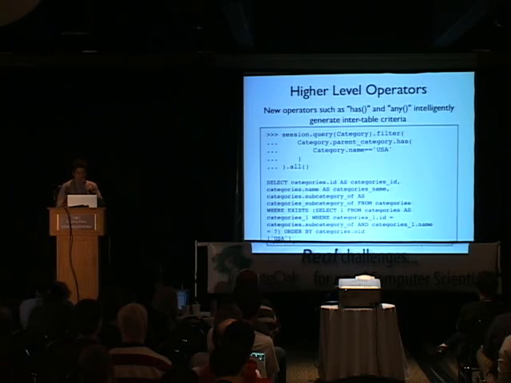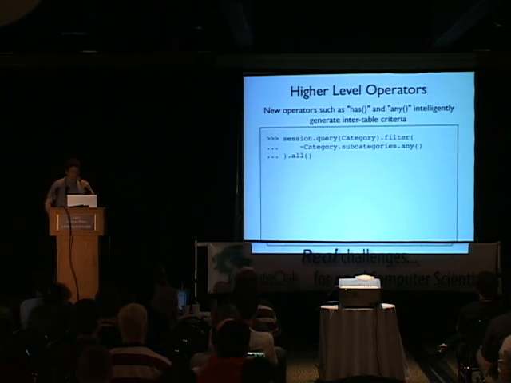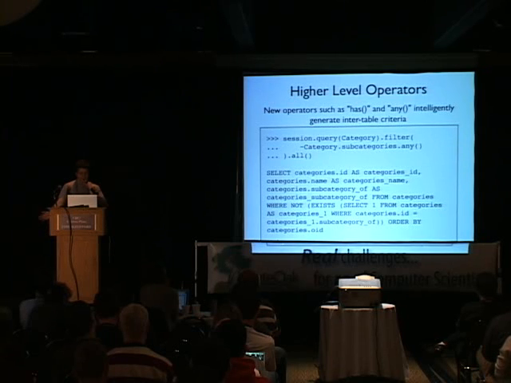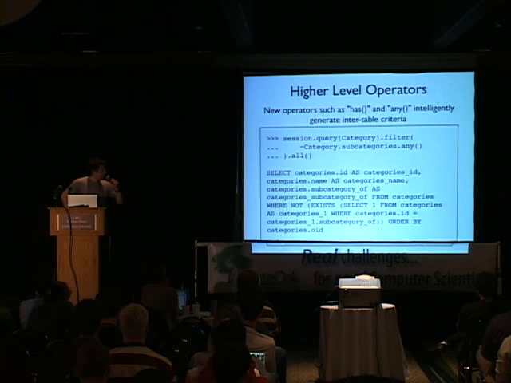And of course, has works with non-self-referential relations as well. The opposite of has is any. So we want to find a category who has no subcategories, a leaf node. It's basically query for category filter where not subcategory is any. So it has no subcategories. We get where not exists any subcategories. So I love that. That's one of my favorite operators.